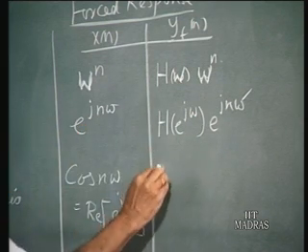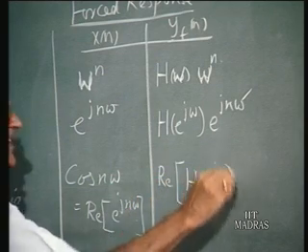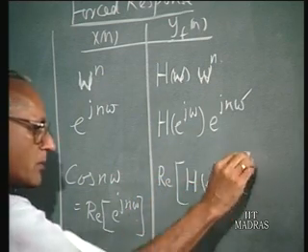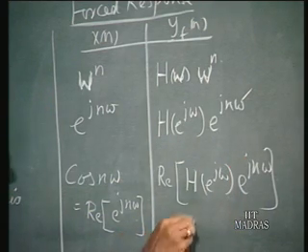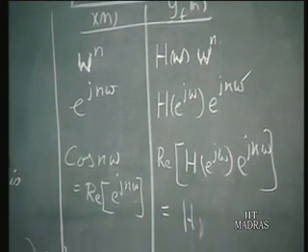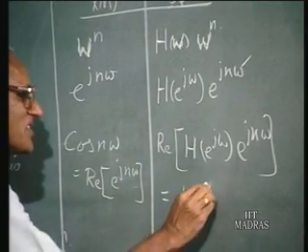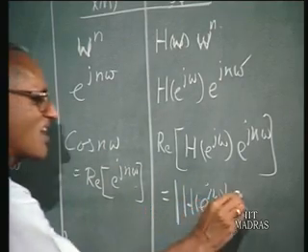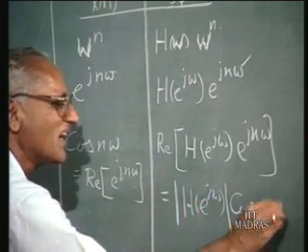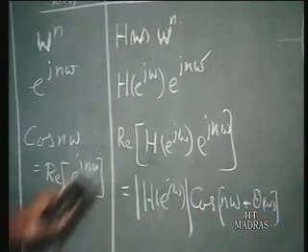So the real part of h(e^{jω}) e^{jnω}, which can be written as the magnitude of h(e^{jω}), because this may have a magnitude and an angle, times cos(nω + θ(ω)).